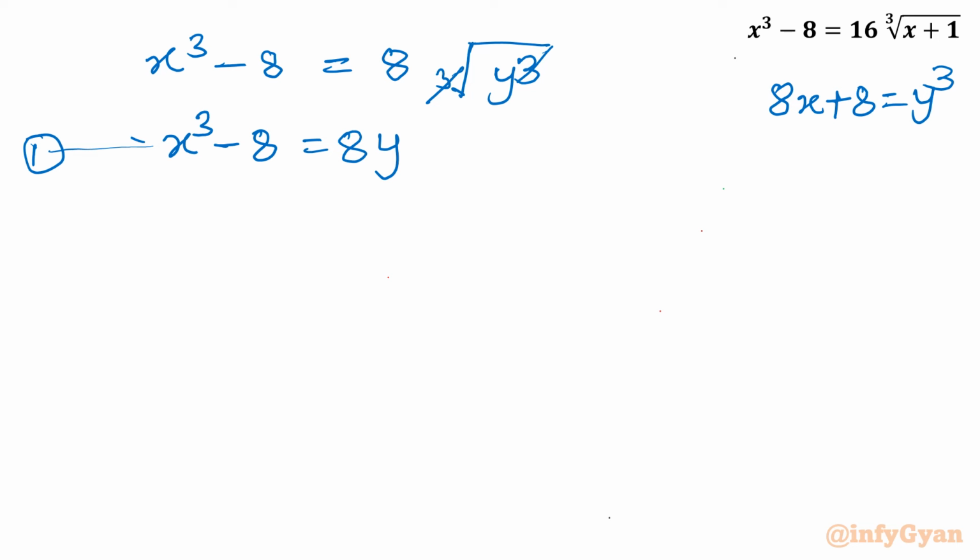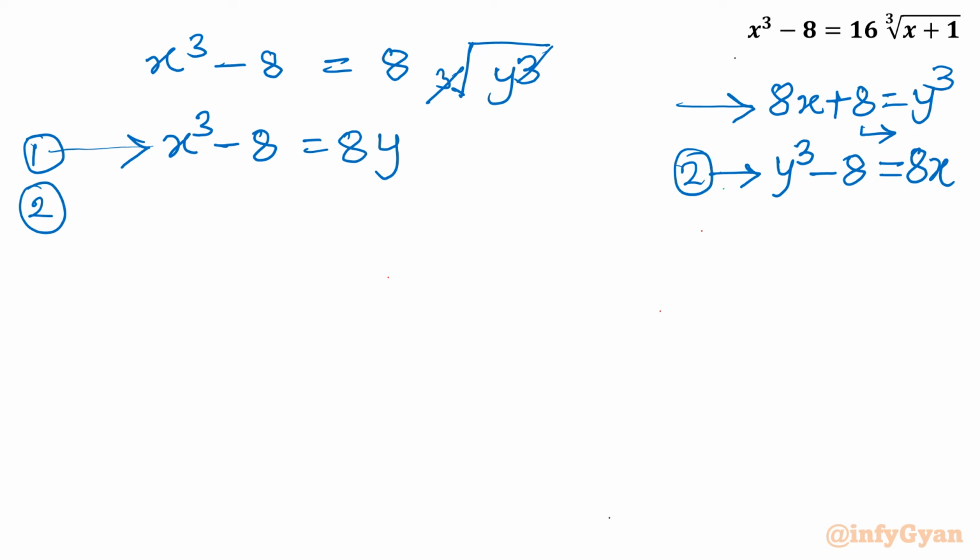Okay. Now equation number 2 will come from our substitution. So I can write y cube minus 8. Take this 8 to the RHS. So it will become y cube minus 8 equal to 8x. Let us write this as equation number 2. So let me write 2 here. I will write y cube minus 8 equal to 8x.